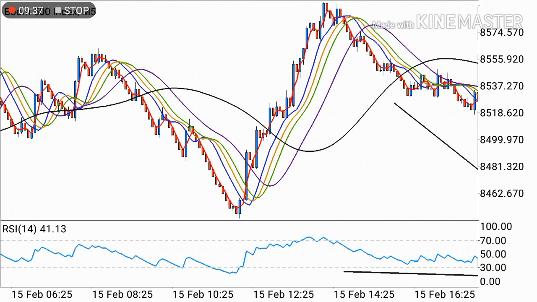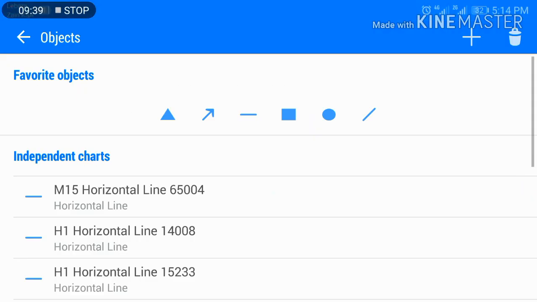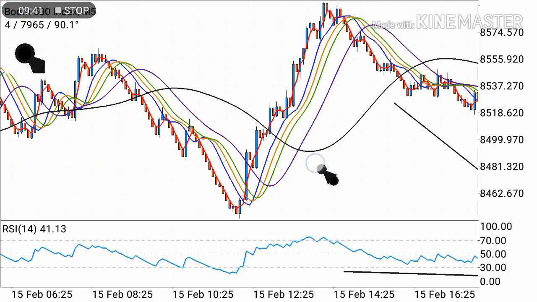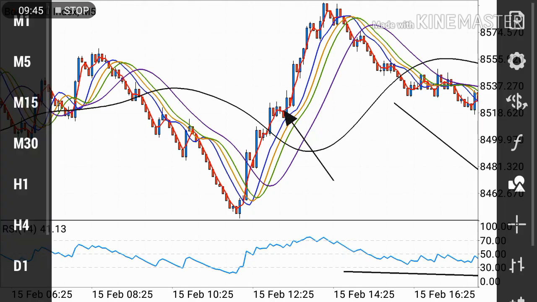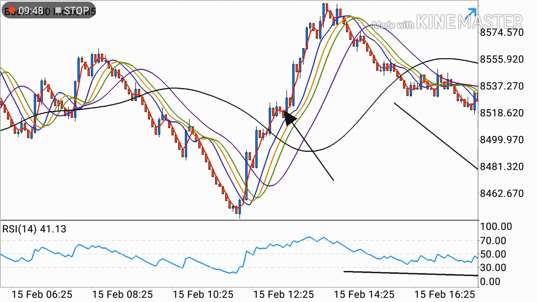Let me show you the buy. Look, all moving averages crossing each other on M5, and RSI also started buy from the wait zone, and look, once it hits our bought level, close your trade and take your profit. And look how many pips.